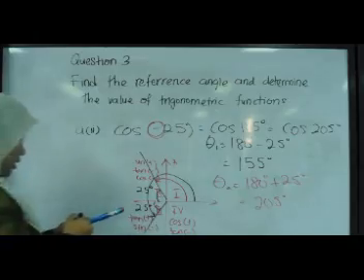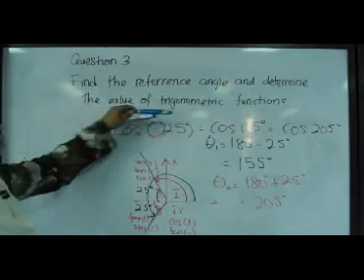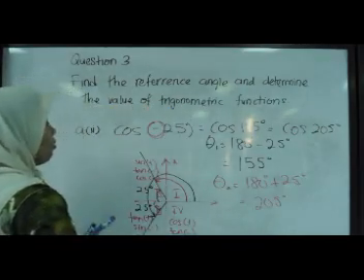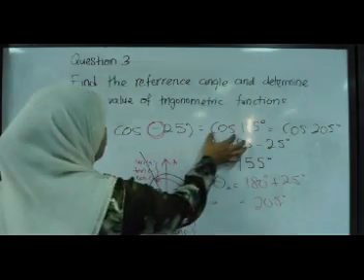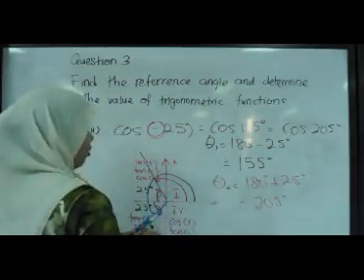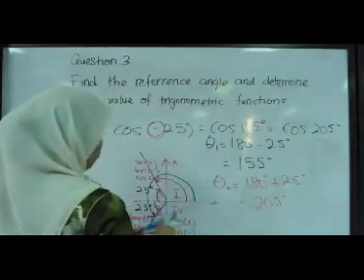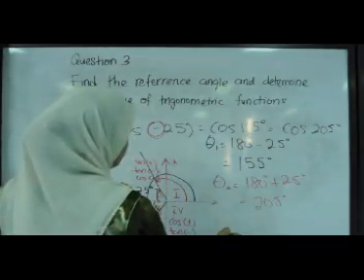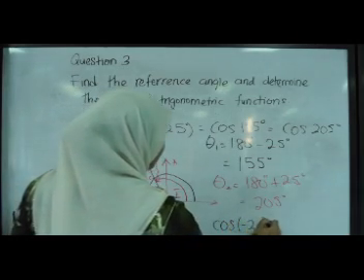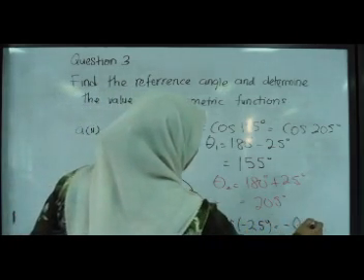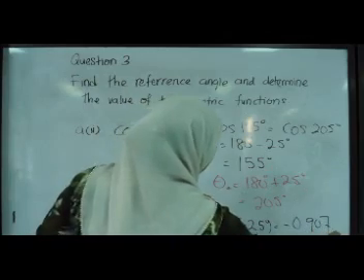So the next step is you just need to find the value of the trigonometric function. How to find the value? You just need to hit your calculator. So you hit cosine 155 or cosine 205 and the final answer for cosine negative 25 degrees should be negative 0.907. So that's all.